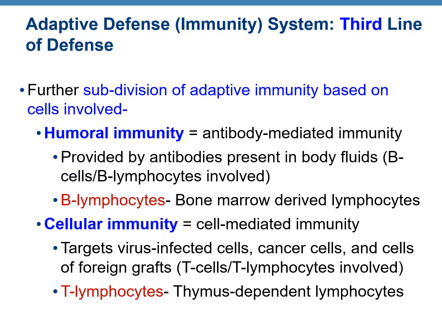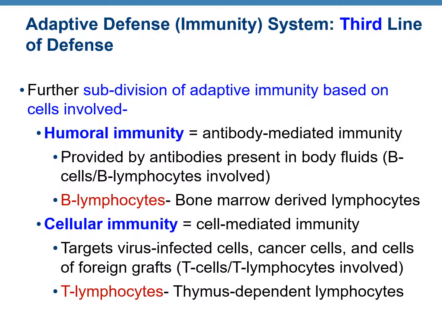We have already started learning about adaptive immunity, which is the specific defense, and this is the third line of defense. If we classify adaptive immunity based on the type of cells involved, then there are two types of adaptive immunity: humoral and cellular immunity. Humoral immunity is also known as antibody-mediated immunity because this is produced by antibodies which are present in blood and body fluids. And in this kind of immunity, the B lymphocytes are involved. B stands for bone marrow derived lymphocytes.